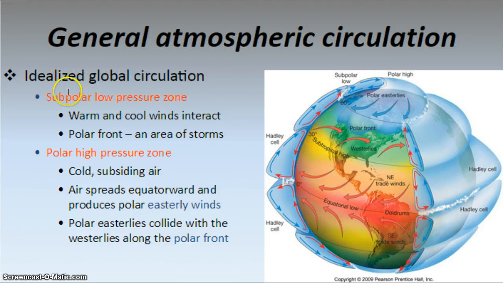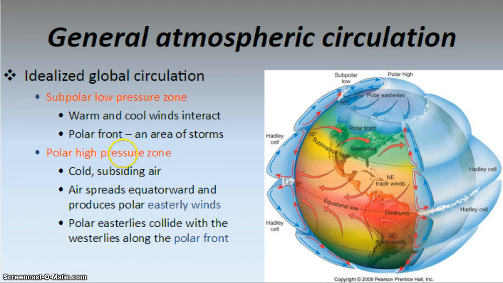So here I can look at my subpolar low pressure zone. So here's my subpolar low pressure zone. These are warm and cool winds. This is where they interact. Here's my warm winds. Here's my cool winds. This is where we have polar fronts, an area of storms. This is simply where different types of weather systems evolve.